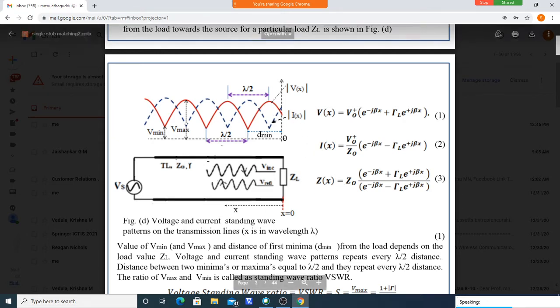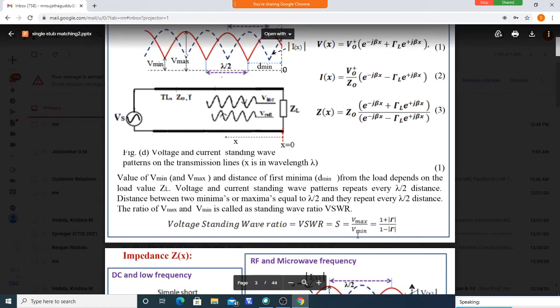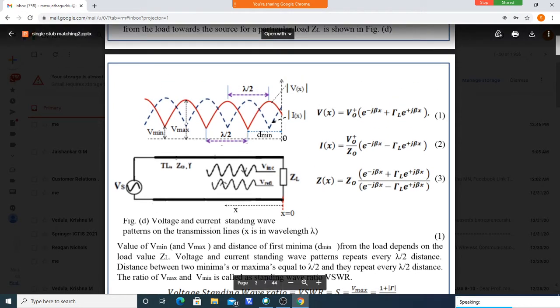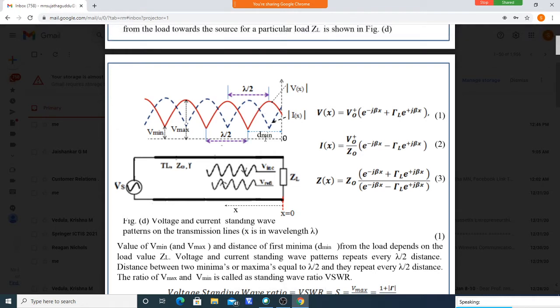Okay, and in this particular case, for the load ZL, as we move towards the generator, we come across the first maxima here. Z maxima occurs somewhere here, and as you move further, once we come to this point at some value of x, you will observe the value of impedance is equal to Z minimum, that is R naught by S. The impedance at this position is R naught by S, and impedance at the maxima position is R naught into S.